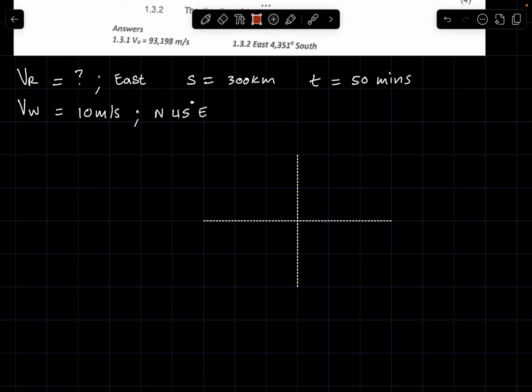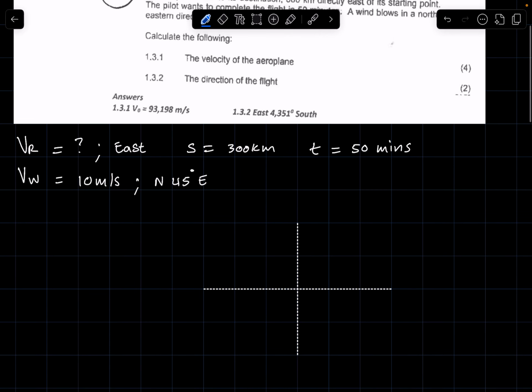With resulting velocity, I prefer using the vector diagram. It's much simpler, right? Simpler means quicker. Now remember, in using the vector diagram method, you have three vectors, two of which are the components, and then one is the resultant. So VO and VW are the components, and then VR is the vector sum of the two velocities.